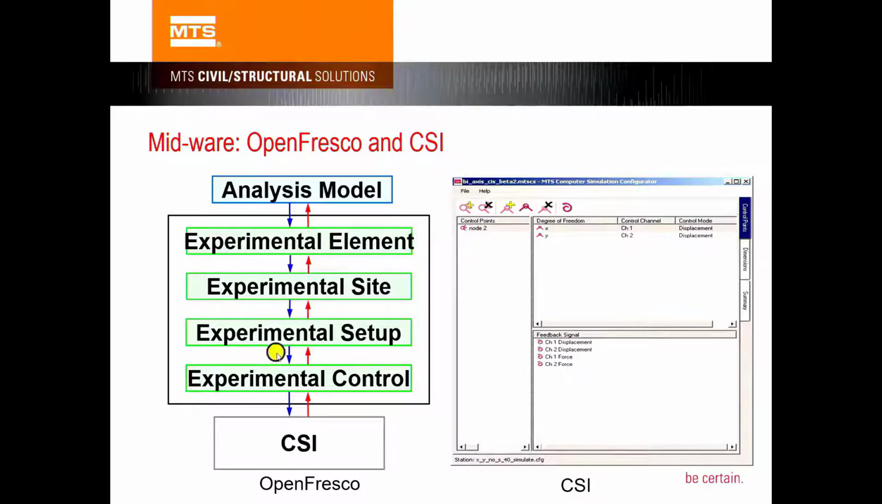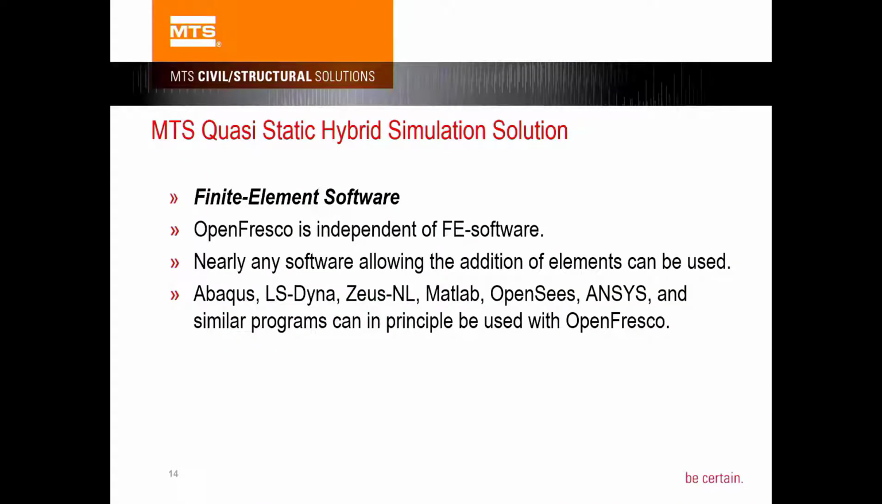Then OpenFresco needs the feedback in a certain order, and CSI provides exactly the same signal in the same order, and feeds it back to OpenFresco, which feeds it back to the analysis software, and it solves for the next step. So that's the software structure for slow hybrid simulation we provide. The majority of our customers do this kind of slow hybrid simulation.